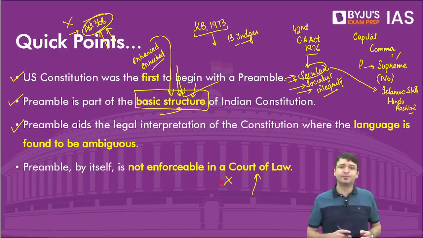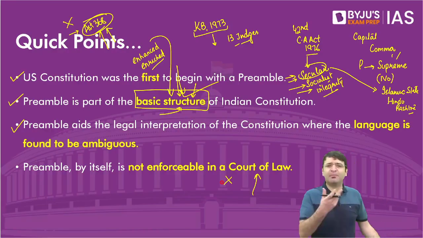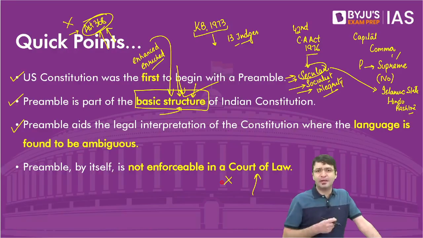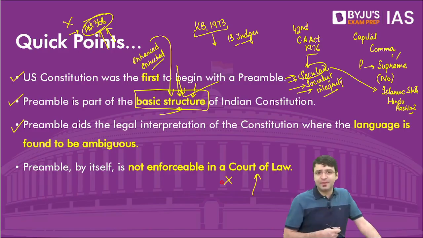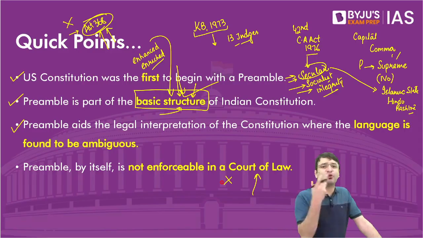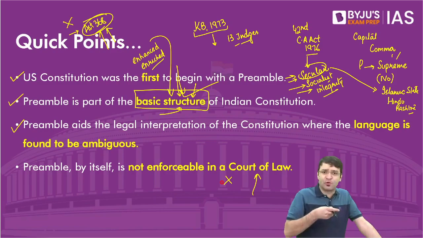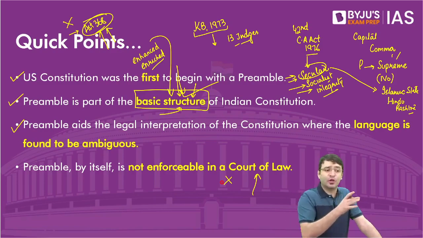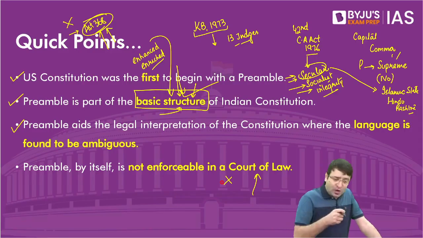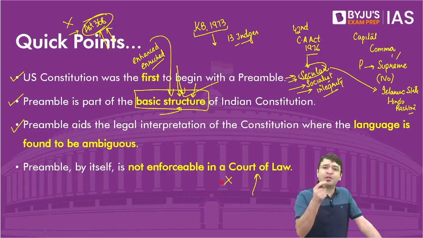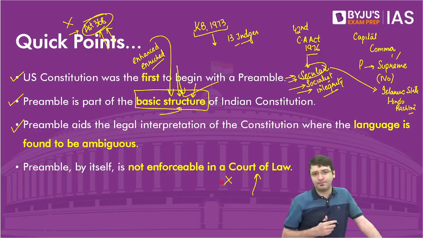Preamble is not. Because what is preamble? Preamble is the philosophy of the Constitution. Preamble is the identity card of the Constitution. Preamble is like the preface to the Constitution. Preamble itself is not enforceable in a court of law, which means you cannot approach the Supreme Court and ask the Supreme Court to implement preamble. Direct the government to not violate the preamble. Preamble is not enforceable in a court of law.